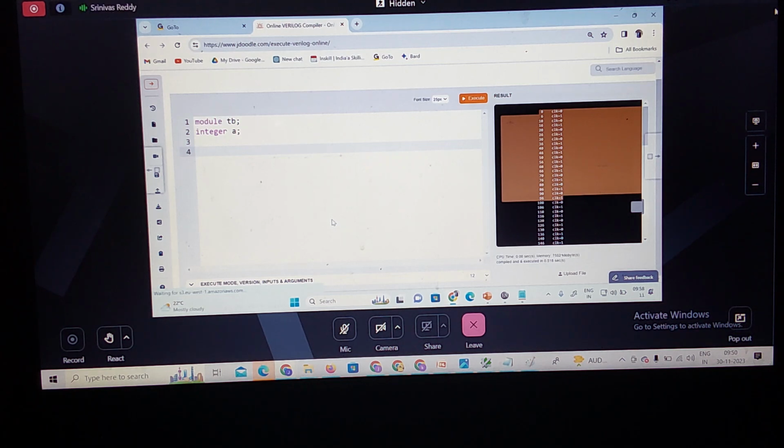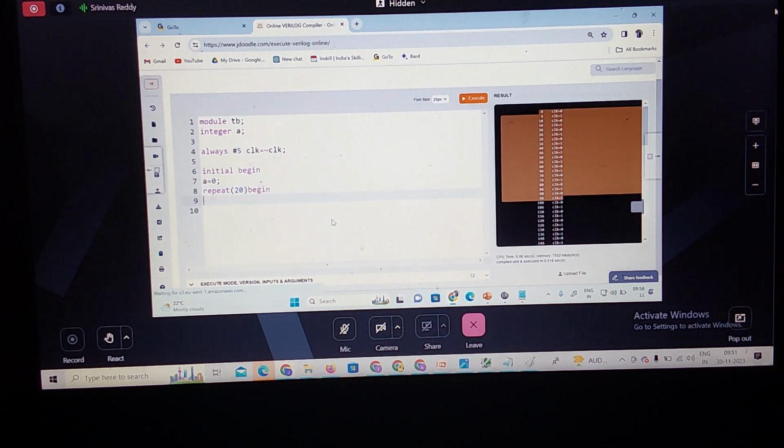Then we need to generate the clock. It's not specifying what time period, so let us generate the clock using always. Always #5 clock is equal to not of clock. Okay, this is fine. Then what do we need to do? Initial begin. Let us initialize A to 0. What loop do we need to use? Repeat. Repeat of how much? 20 times, begin.